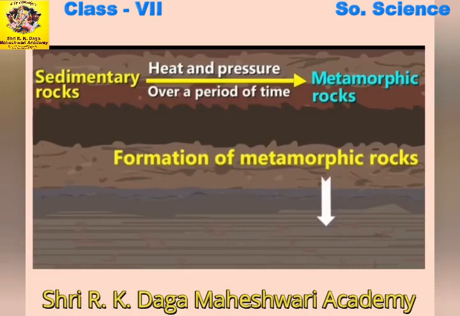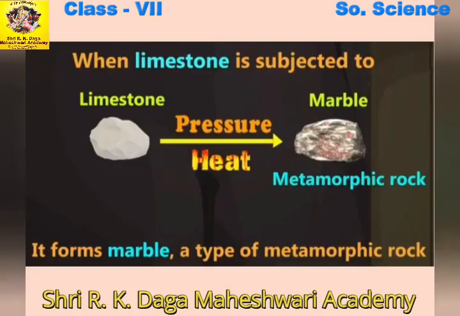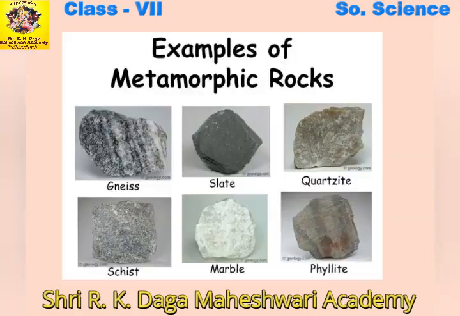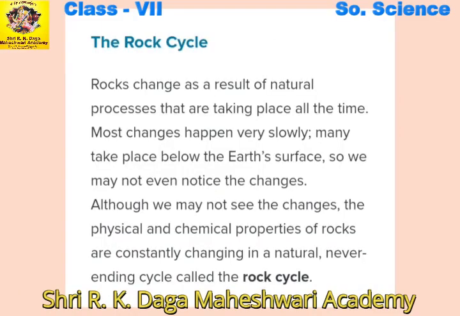These rocks are formed from igneous and sedimentary rocks when subjected to intense heat and pressure. For example, clay changes into slate and limestone into marble. The process of metamorphism does not melt the rocks, instead it transforms them into denser, more compact rocks. Examples of metamorphic rocks are slate, marble and quartzite. Students, we have studied the types. Now we come to the topic of the rock cycle.